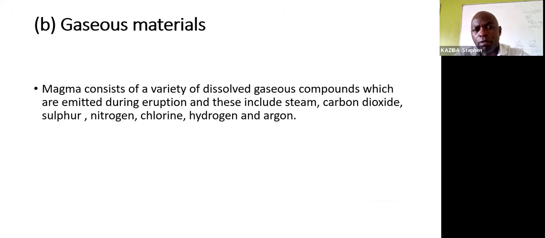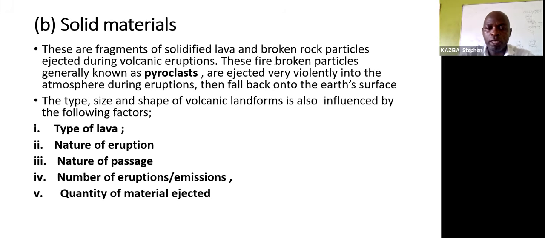Then apart from the liquid material, you also have gaseous materials. It is composed of dissolved gaseous compounds which are emitted during eruption, for example sulfur, nitrogen, chlorine, hydrogen, etc. And this accounts for the formation of explosion craters, as we shall see. Then you also have solid materials like cinder, ash, pyroclasts. They also come out, and these ones account for the formation of ash and cinder cones. We shall look at that.